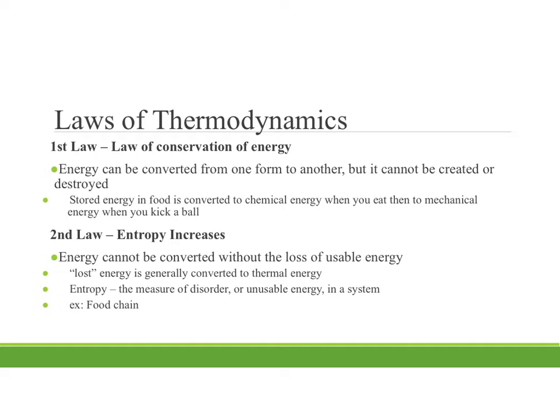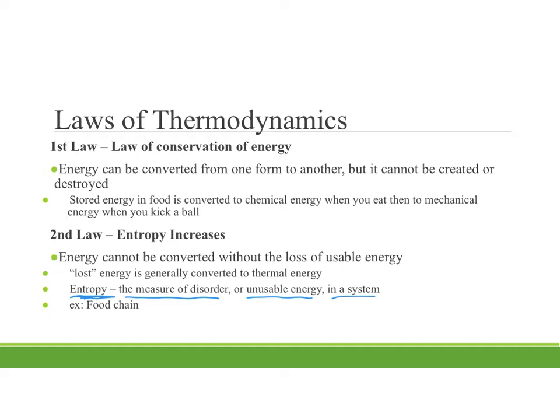Now, the second law of thermodynamics states that entropy increases. What that means is energy cannot be converted without the loss of usable energy. This lost energy is usually converted to thermal energy. Entropy is the measure of disorder or unusable energy in a system. So for this slide, make sure you have the definition of entropy. Okay, so entropy is the measure of disorder or unusable energy in a system.